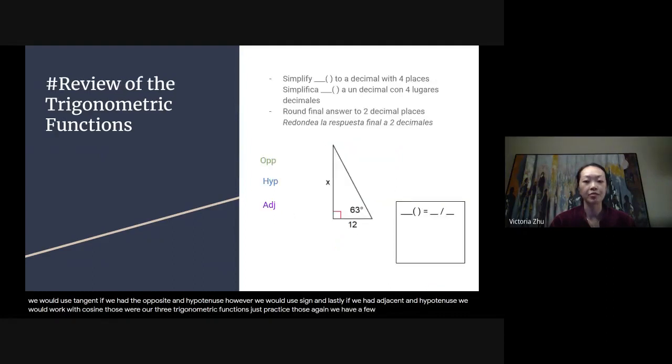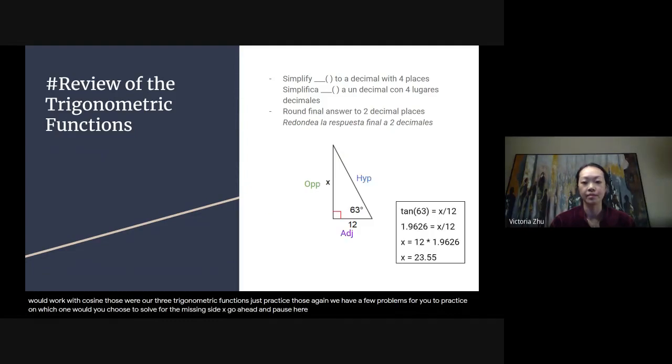We have a few problems for you to practice on. Which one would you choose to solve for the missing side x? Go ahead and pause here. So looking carefully, our missing side x, because our reference angle is 63, is opposite, and 12 is adjacent. We have the hypotenuse that we can't use. So if we know opposite and adjacent, we use tangent. And our work is in the box.